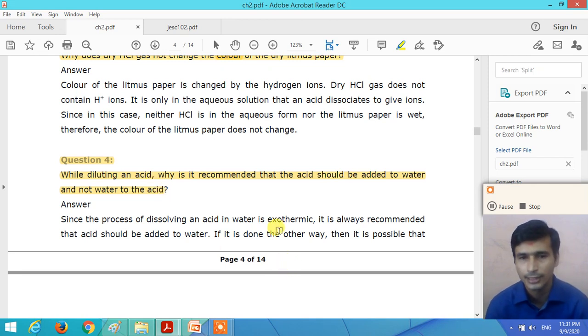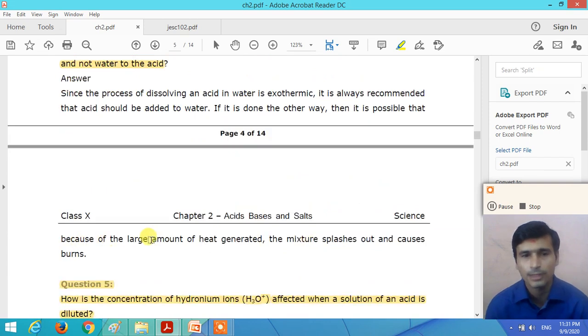If it is done the other way, then because of the large amount of heat generated, the mixture can splash out or cause burns, right? So it is recommended that the acid should be added to the water, not water to the acid.